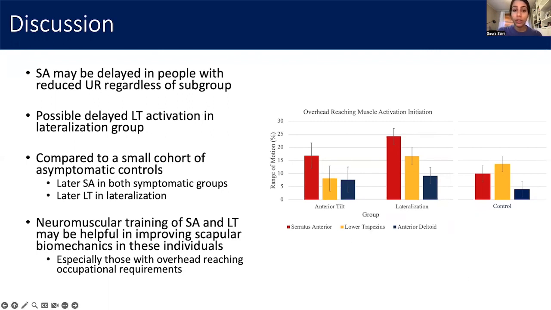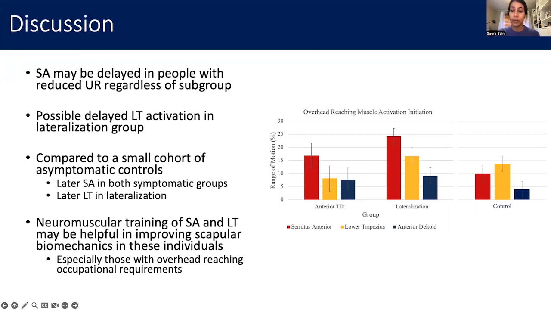When I compare my two symptomatic groups to a small cohort of asymptomatic control participants who have sufficient upward rotation, I see those same patterns. So I'm seeing a delay in the red serratus anterior in these two symptomatic groups compared to the control, and a possible delay in the lower trapezius of the lateralization group compared to the control.